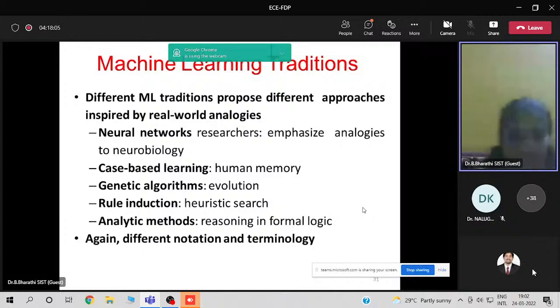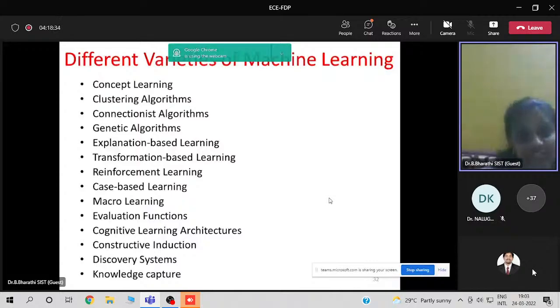So machine learning in the real world has got different names. Either you work on neural networks or case-based learning or genetic algorithms. Finally, everything is related to machine learning, because you want the system to learn by itself, or act like a human being learning by itself. But the names differ, the notations differ, that's all. So there are different varieties of machine learning used in different fields. Whenever you take up any domain of knowledge or education, you have at least one of these types of learning applied.